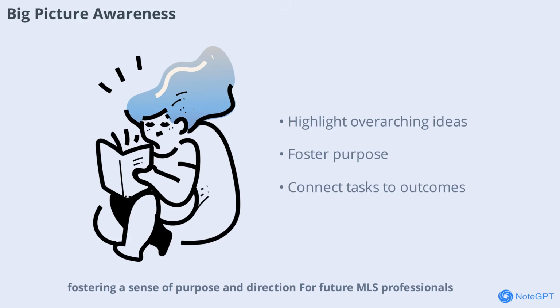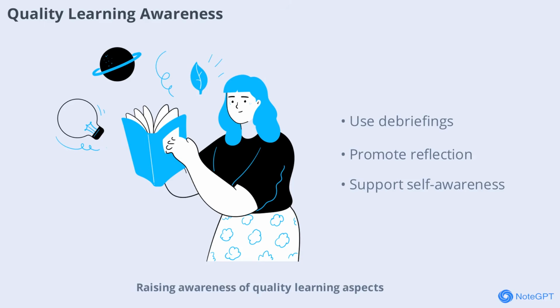For future MLS professionals, seeing the connection between daily tasks and community health outcomes is especially important. Raising awareness of quality learning aspects involves using debriefings and shared vocabulary. By reflecting on what was learned and how it was learned, students develop a deeper understanding of the learning process. This principle supports continuous improvement and helps students become more self-aware and intentional in their studies.